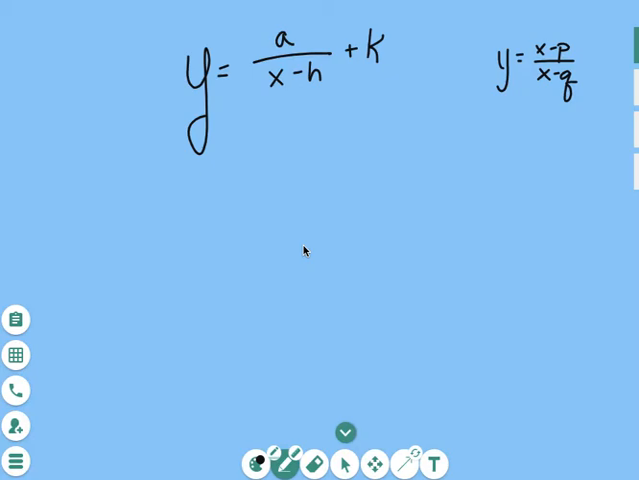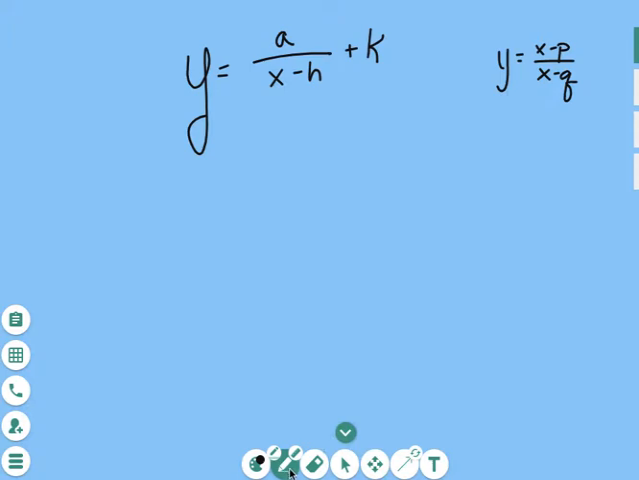So we're going to be talking about graphing rational functions. You can see rational functions in a variety of formats. However, for our Algebra 2 purposes, we're going to be focusing on this format, where it's got a number on the top and only one x in the problem, where it's in the denominator.